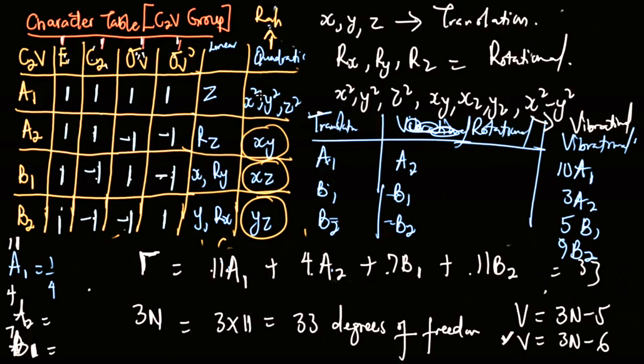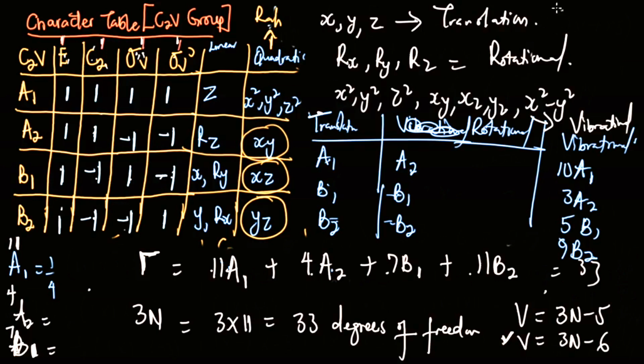So when you have a quadratic function in the row of that, let's say A1 here, there's a quadratic function here, so A1 is Raman active. There's a quadratic function here, so A2 is Raman active. This one is also Raman active. B1 is Raman active. B2 is Raman active.